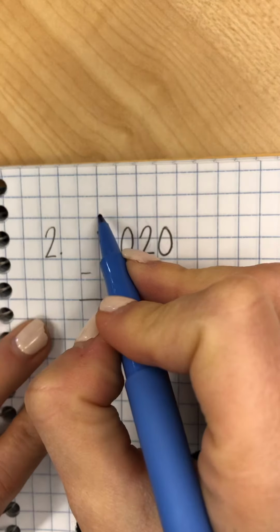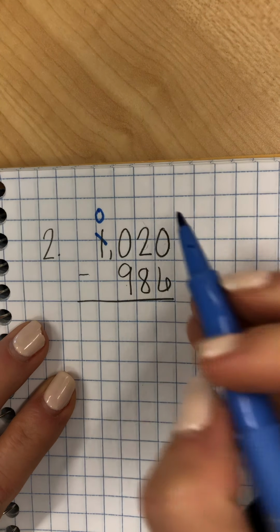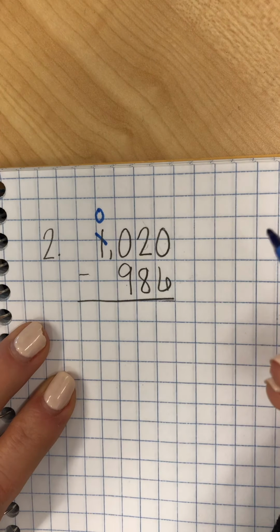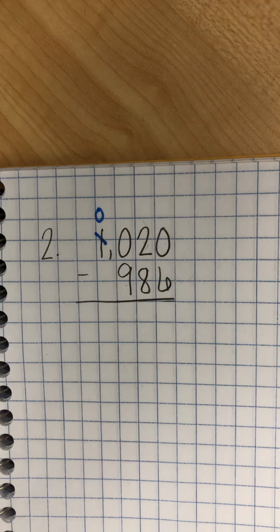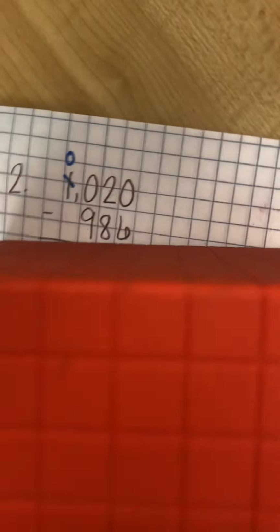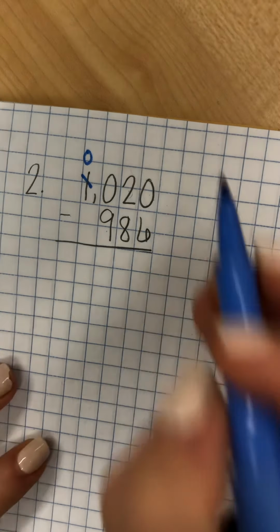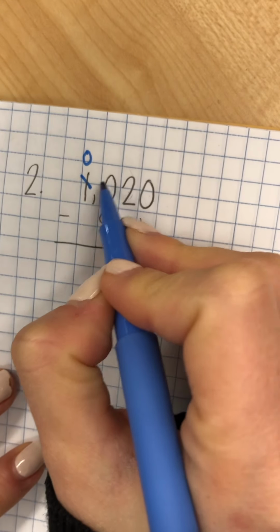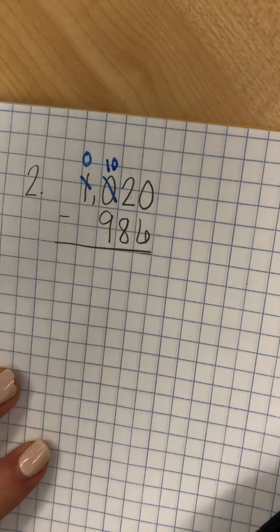I had 1,000. If I exchange it for hundreds, I'll have 0 thousands left. I had 0 hundreds, but I'm taking 1,000 and exchanging it for hundreds. So I want you guys to think. If I have 1,000, this big old 1,000 cube, how many hundreds is that? 1,000 is 10 hundreds. I had 0 hundreds, so that means I have 10 hundreds now.